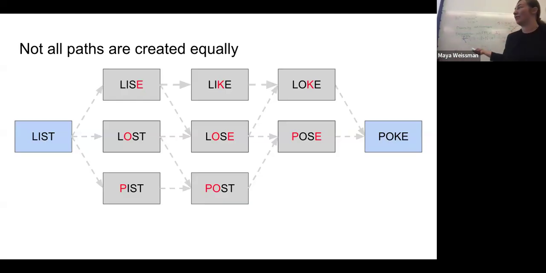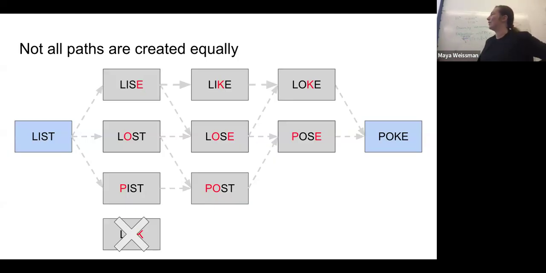But not all of these paths are created equally, because many of these, I guess LISC is not a real word. I guess pist is a real word, when I Googled this when I made this slide over a year ago. And loc is also a real word. I think it's part of a wagon or something. Maybe I'm mixing it up with yoke.